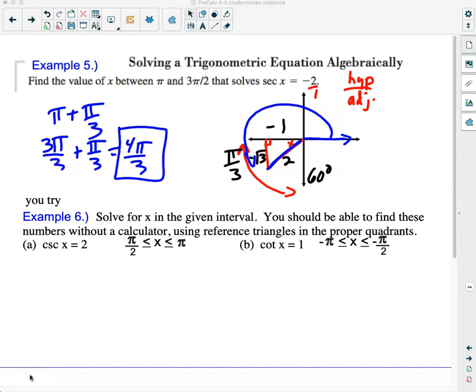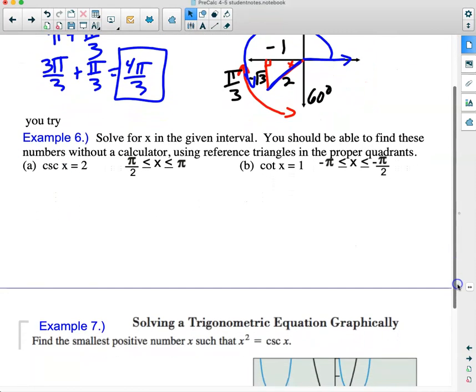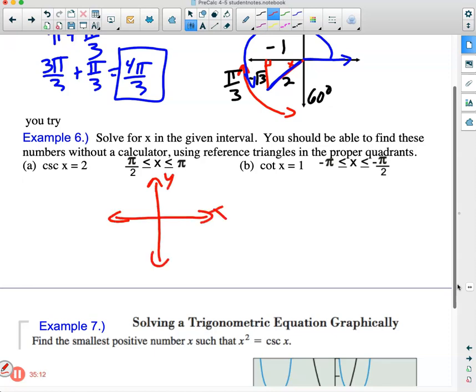For your tries, and it's been a little while since we did these, I would encourage you to pause the video and try it yourself, and then watch the solution, and then pause the video again and do B and see what you can do. So we want to make a drawing. Trig is so visual. And we see that this one asks us to use x values between pi and pi over 2. That's here, so we're in second quadrant.